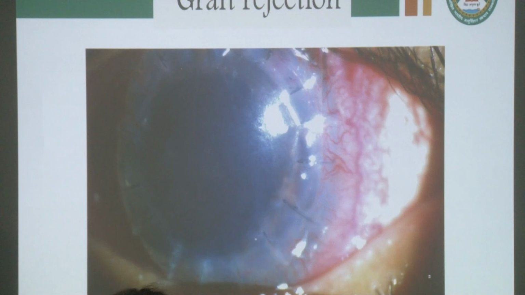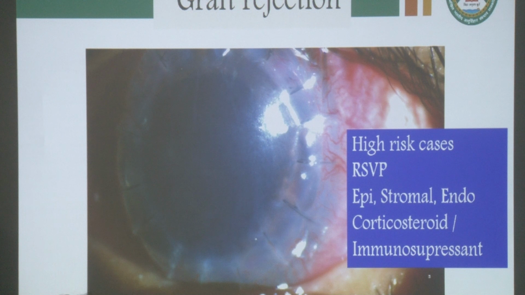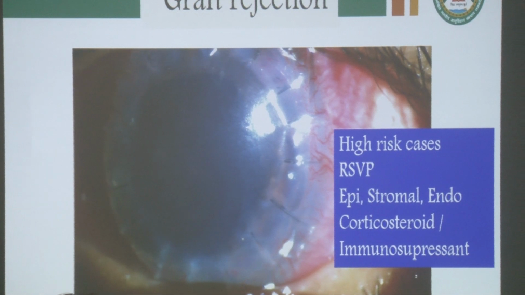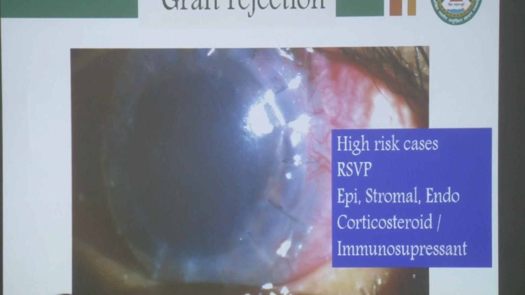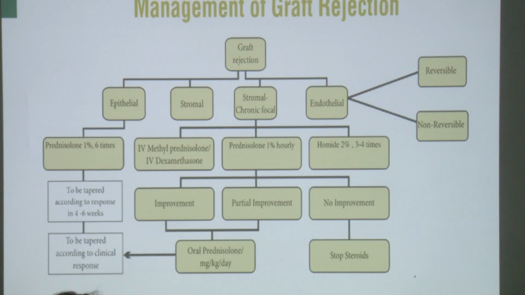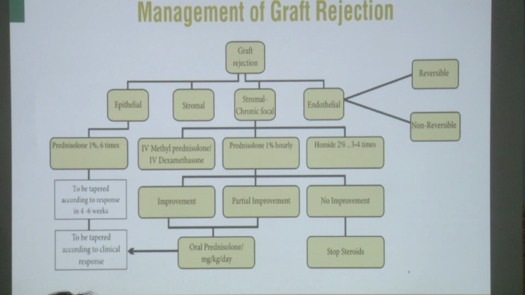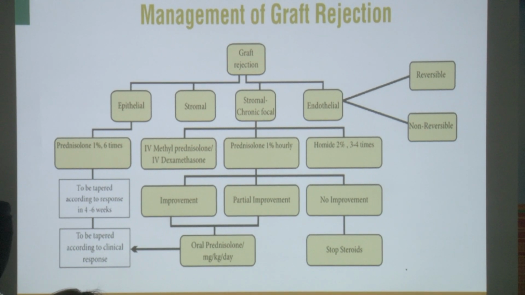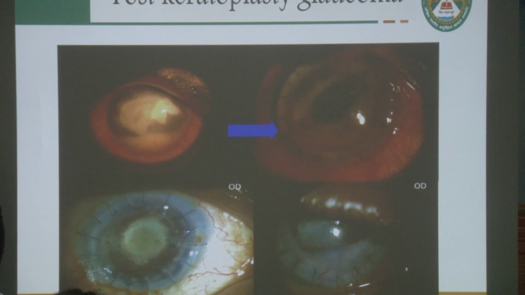Late post-operative complication, the primary is graft rejection. All the more important in high-risk cases, we need to make the patient aware of RSVP. Can be epithelial, stromal, or endothelial. Epithelial rejection mostly responds to topical steroid, but for stromal and endothelial, we can go for IV methylprednisolone or IV DEXA along with systemic and topical steroids.